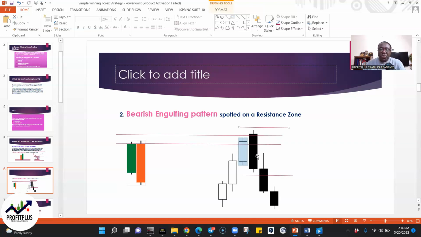can be your reward, your take profit. 1 is to 2 is still fine. But of course, that does not mean you should get out of the market at that point, as that would be a very conservative trade.